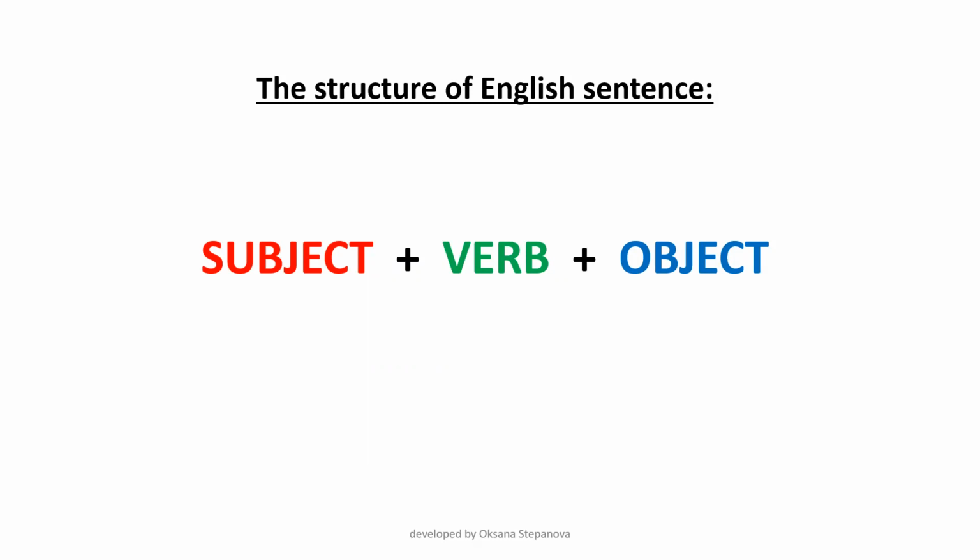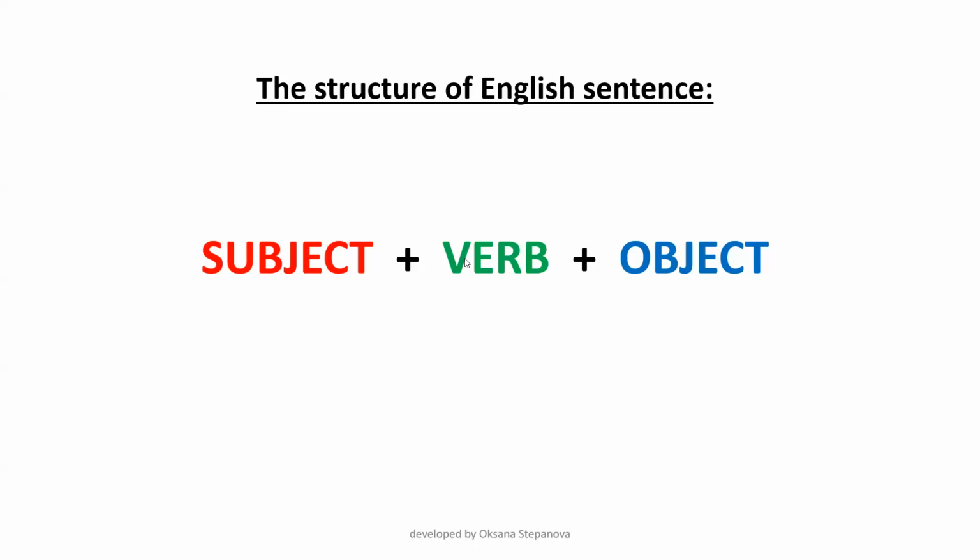Today I will tell you about the structure of the English sentence. The structure of the English sentence consists of the subject, verb, and object. I'm going to tell you in more detail what those are. The subject, verb, and object cannot be used interchangeably. They cannot be replaced. That is why this structure is called direct.